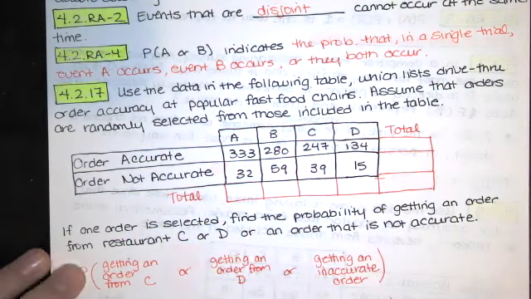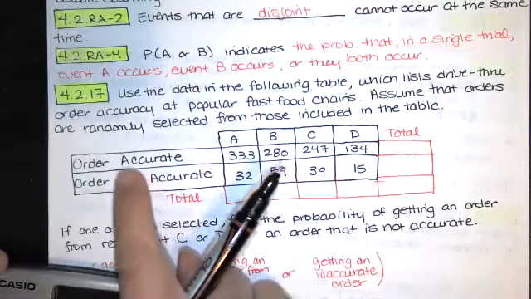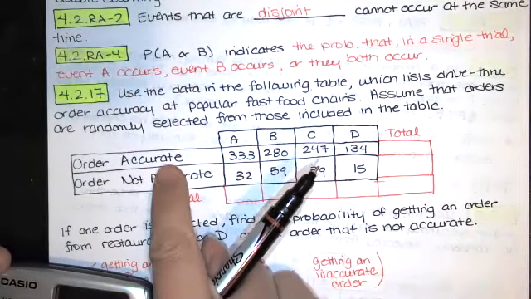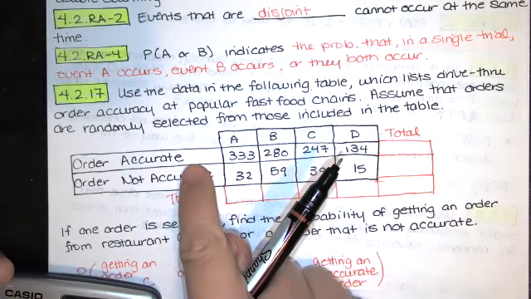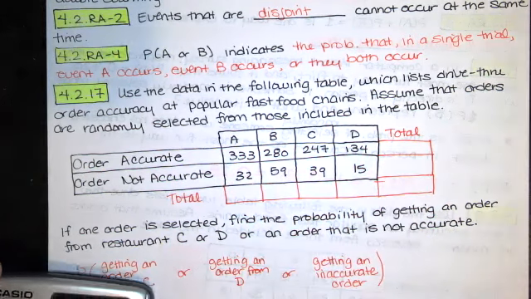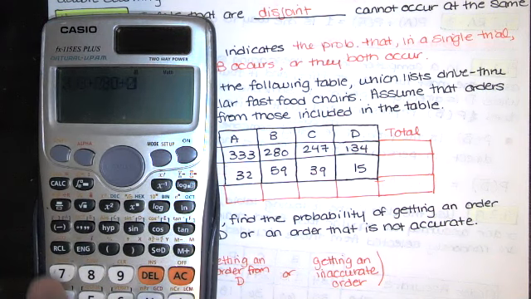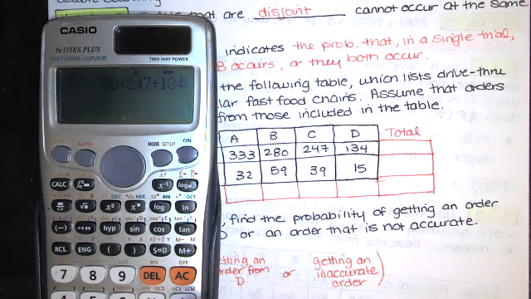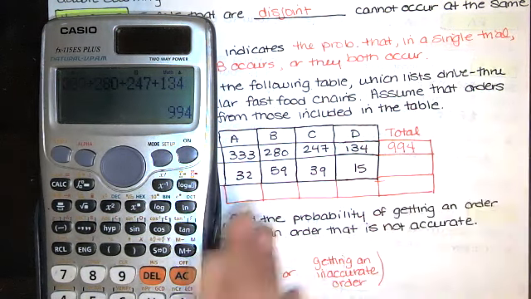It's actually pretty easy. We're just adding. So if I want to find the total number of orders that were accurate in our sample, I'll just add the number of accurate orders at restaurant A, and the ones at restaurant B, and the ones at restaurant C, and the ones at restaurant D. So I've got 333 plus 280 plus 247 plus 134. We add those up and we get 994.